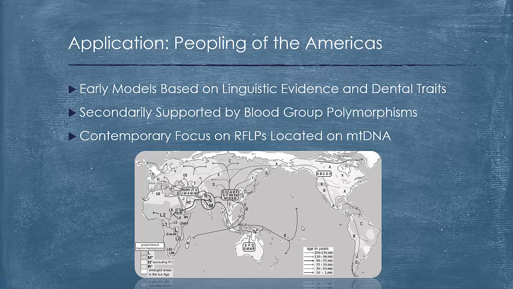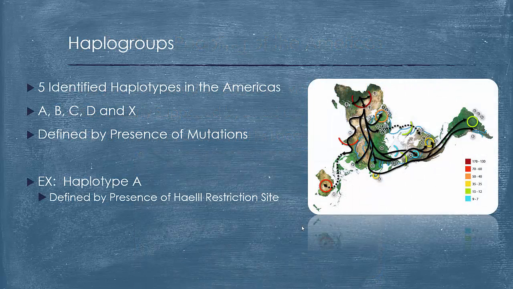All right, so now it's time to move into the application of DNA markers in human variation studies. And our first stop is going to be looking at peopling of the Americas. Now, early models were based on linguistic evidence and dental traits, and they were secondarily supported by our blood group polymorphisms. Now, contemporary DNA marker studies have focused on the RFLPs located in the mitochondrial DNA. And they've identified 5 haplogroups, A, B, C, D, and X.